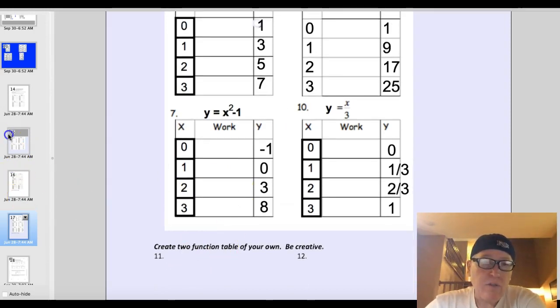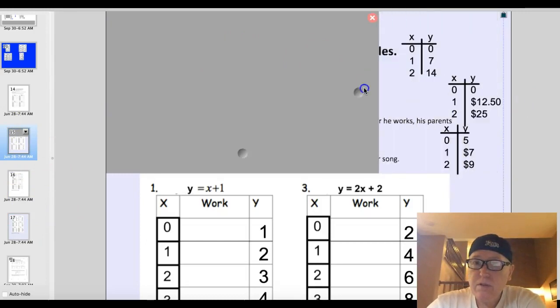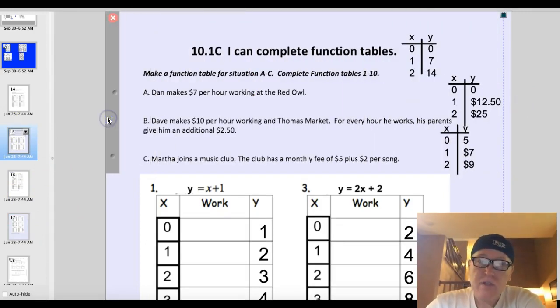All right, and if you had time to do those first 3, it should look something like this, the A, B, and C. $7 an hour, 0 hours, $0. 1 hour, $7. 2 hours, $14. Simple table. Use 3 variables, 0, 1, and 2. I use them all the time. Dave makes $10 working at Thomas Market. For every hour he works, his parents give him an additional $2.50. So actually, for every hour he works, he's making $12.50. So 0 hours, $0. 1 hour, $12.50. 2, $25.